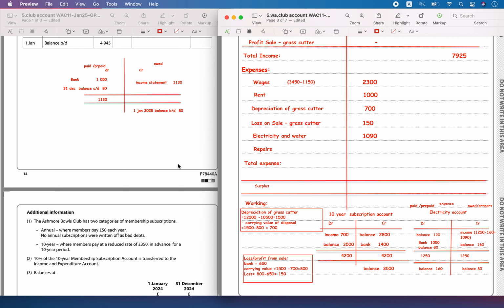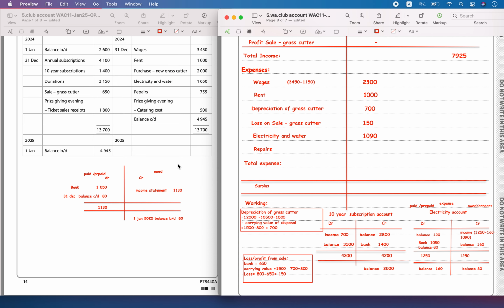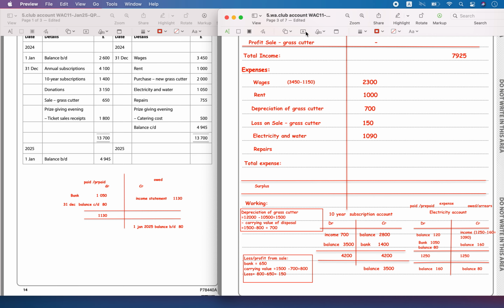And then there was repairs. Repairs also there is no other information. So this expense was around 755. So let's include that expense. Okay, so let's include the expense for the repairs as 755. Now let's add up all the expenses.